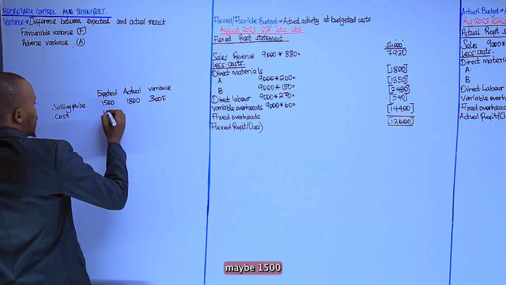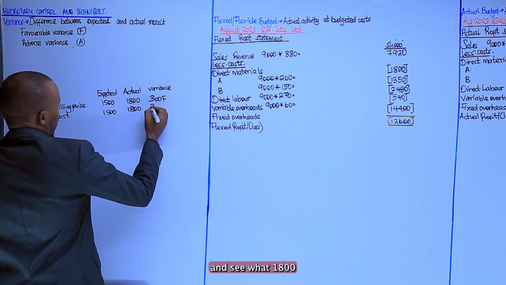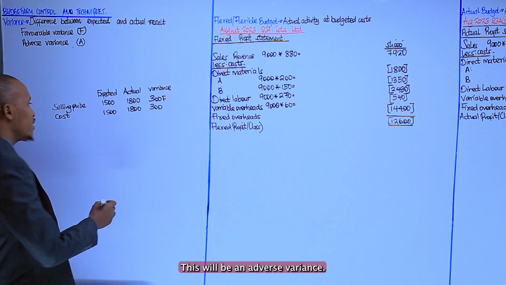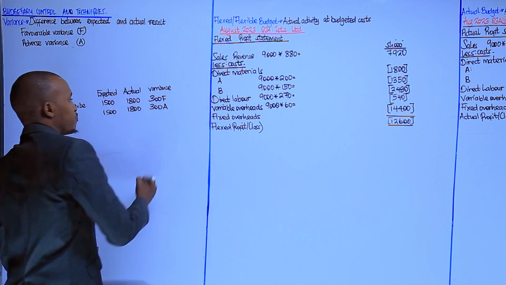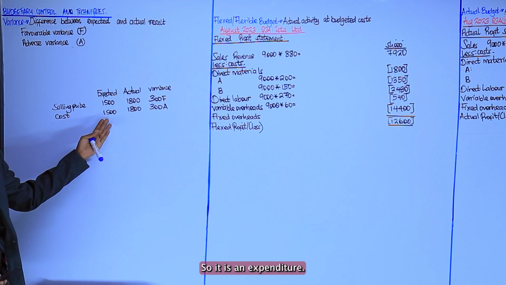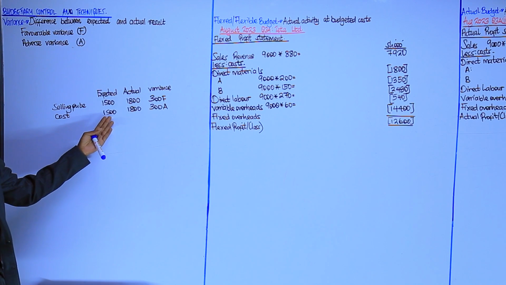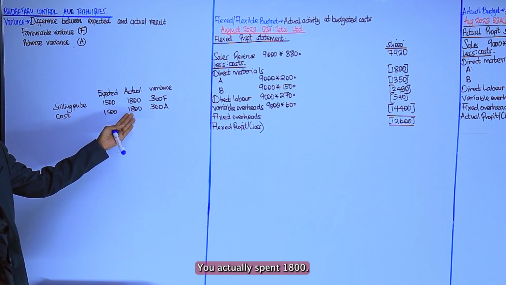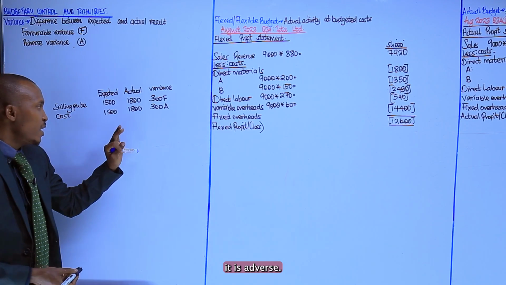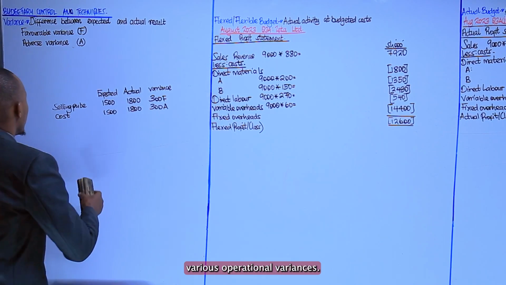If it is a variance of cost, maybe 1500 and still 1800, the difference there is 300. This will be an adverse variance because this is a cost, so it is an expenditure. You had budgeted to spend 1500, you actually spent 1800, therefore it is adverse. Now, we will analyze various operational variances.